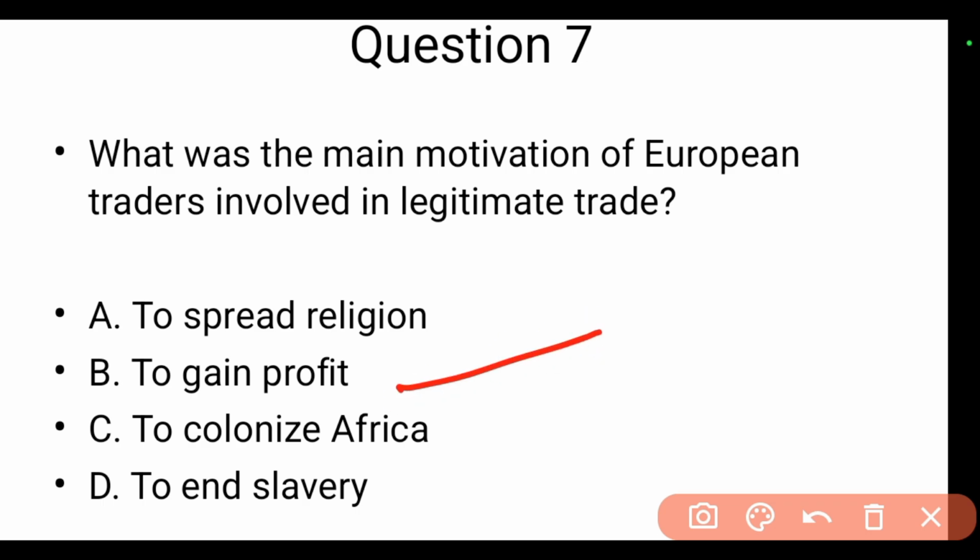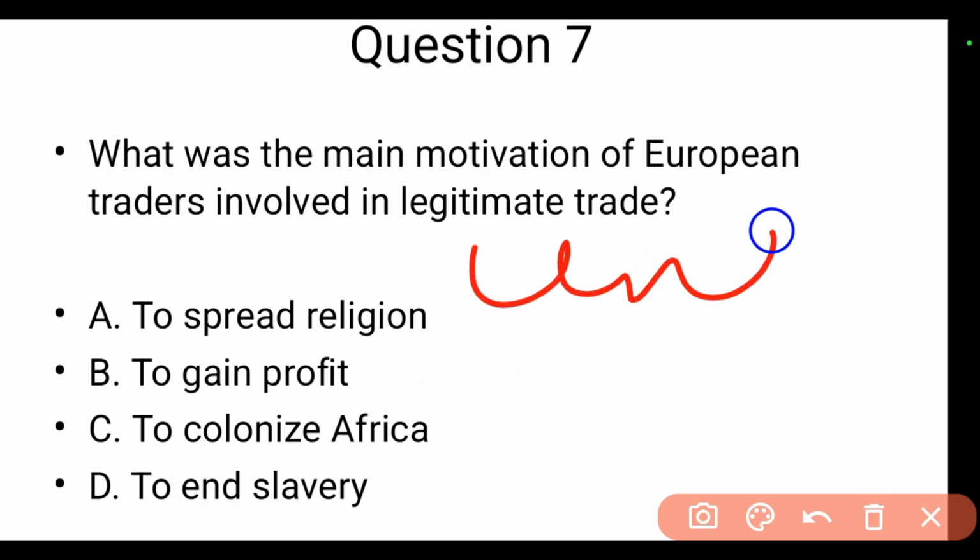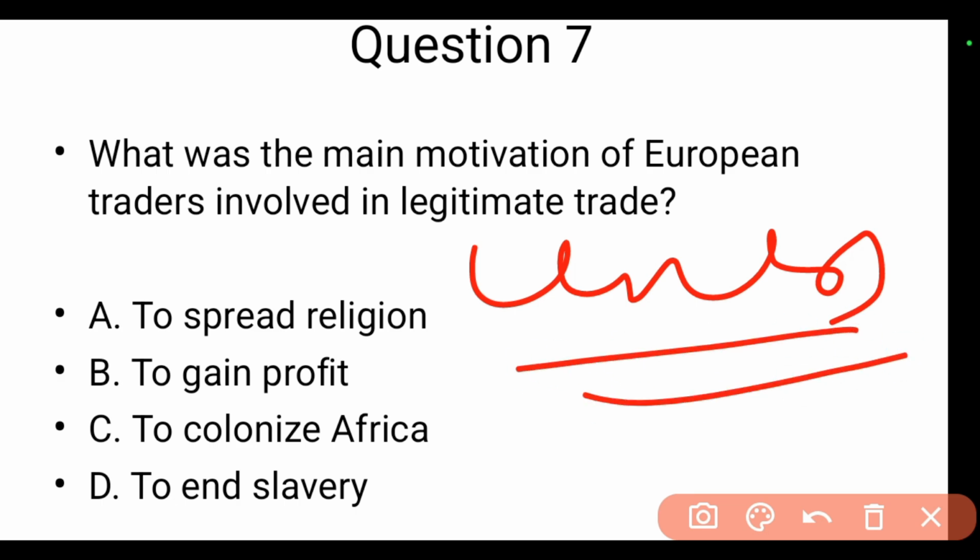To gain what? Profits. So this was the main motive of European traders who came to Africa and were involved in legitimate trade. By the way, legitimate trade was an unbalanced trade. Why was it unbalanced? Because most of the time it benefited the Europeans. Africans sold their materials, not for dollars or euros, but cheaply exchanged them for materials that came from Europe, for instance textiles, guns, beverages, alcoholic drinks, cigarettes. So it didn't have any benefit for Africans, okay?